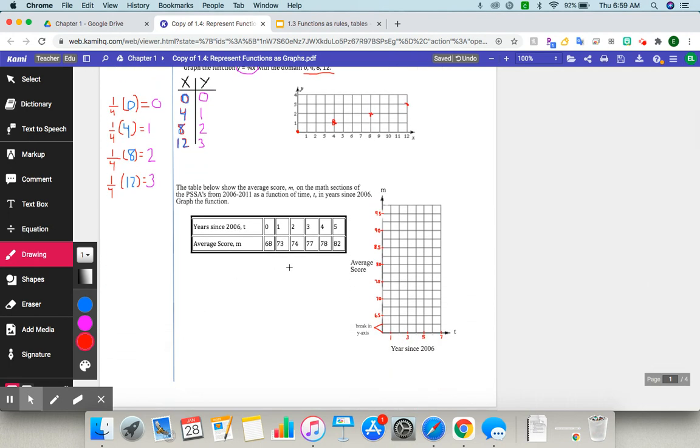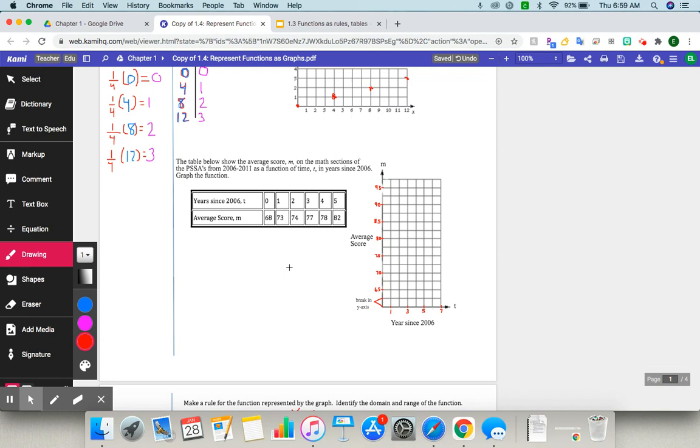In the third example on this page, we're given a context telling us the table below shows the average score M on the math sections of the PSSAs from 2006 to 2011 as a function of time t in the years since 2006. So we want to use this table to graph the function. So notice instead of using X and Y, I am using the variables t and M. However, we've defined that t represents the horizontal axis and M represents the vertical axis. So in this case, I would be plotting these numbers in this order.